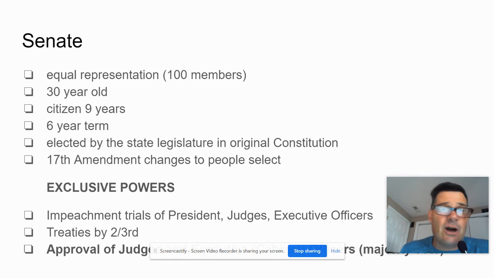All right, awesome. That's the Senate, that's the House, that's the comparison. You're going to have to do a sort on this, like compare it. I would take a whiteboard and try to write out the different things as best you can. You might write representation, year, citizen, term, who elects, and then try to write it out for each one, and also do the exclusive powers. That's huge. All right, awesome. Thanks.